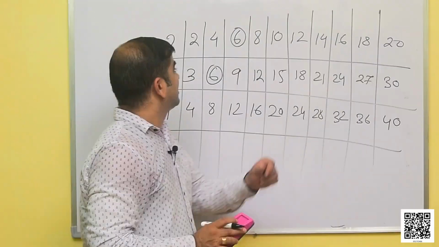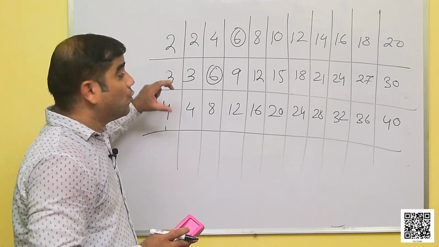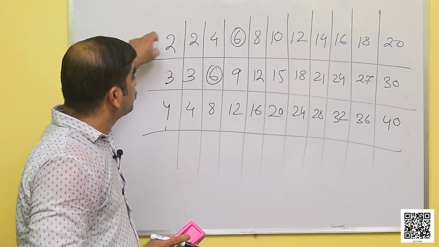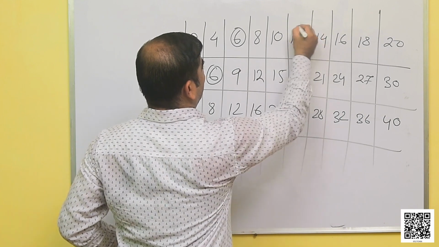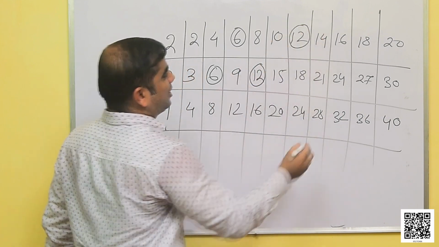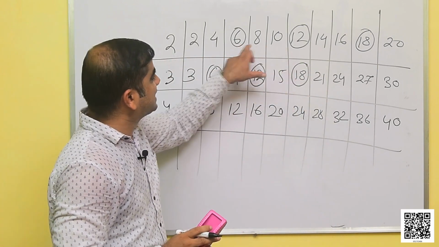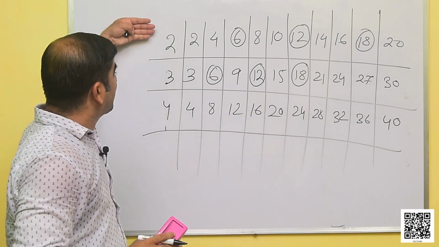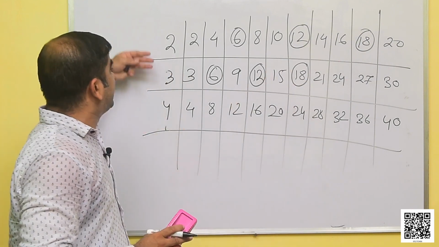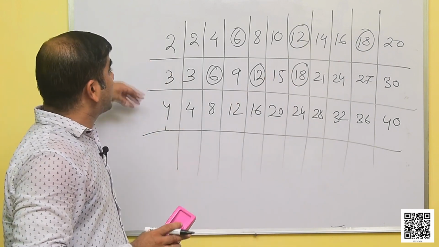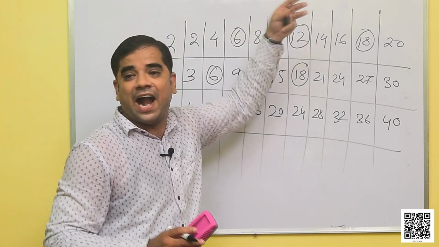Let's check the rows. So now check the common multiples. Let's check for 2 and 3. Let's check which numbers lie in both rows of 2 and 3. First is your 6. Next is your 12. Then your 18. So these numbers 6, 12 and 18 lie in the tables of 2 and 3. So 6, 12 and 18 are common multiples of 2 and 3, and we can as well say that 2 and 3 are factors of 6, 12 and 18.